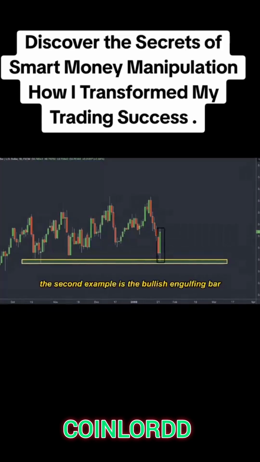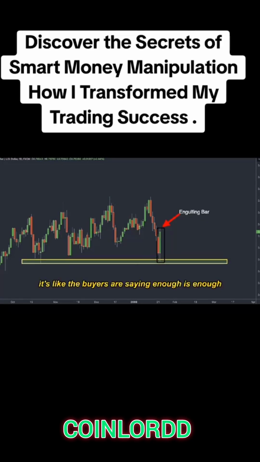The second example is the bullish engulfing bar. This is a two-candle pattern that signifies a strong reversal. As the price approaches a support level and the candles get smaller, indicating sellers are losing momentum, a bullish engulfing bar might form. This pattern happens when a small bearish candle is immediately followed by a larger bullish candle that completely engulfs the previous one.